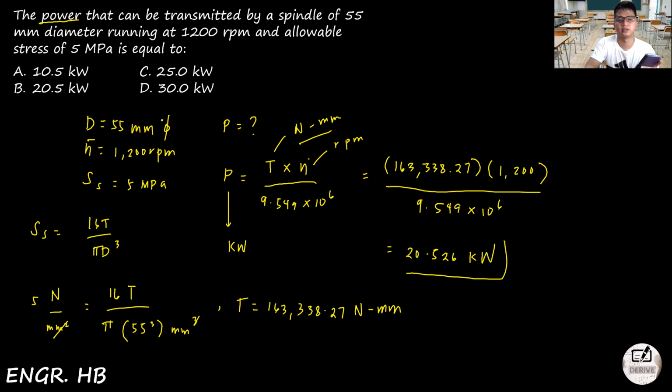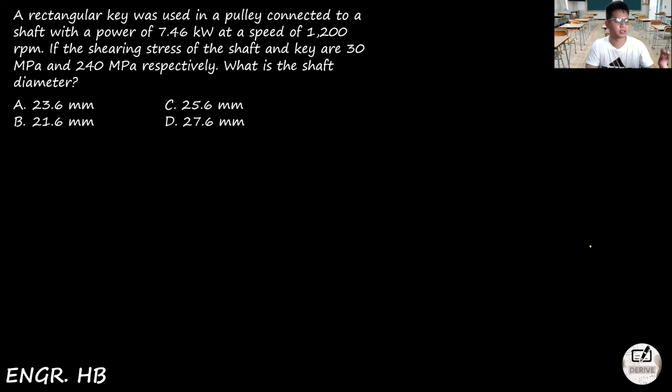Do we have it in the choices? A 10.5, B 20.5, C 25, D 30. The nearest answer is letter B, 20.5 kilowatts. So the answer is letter B. Let us proceed to the second question.